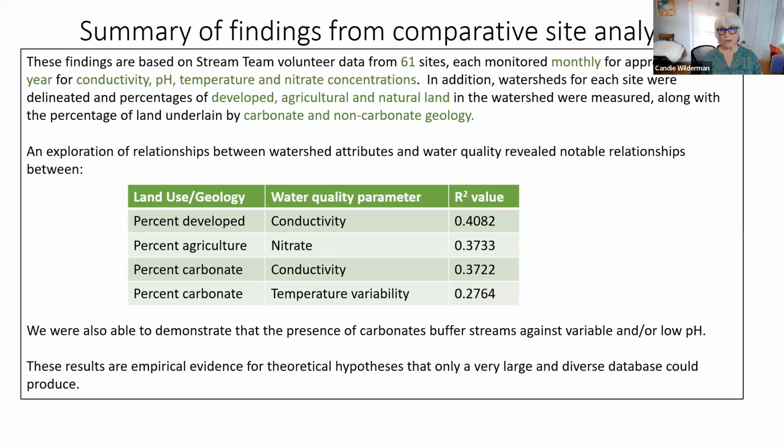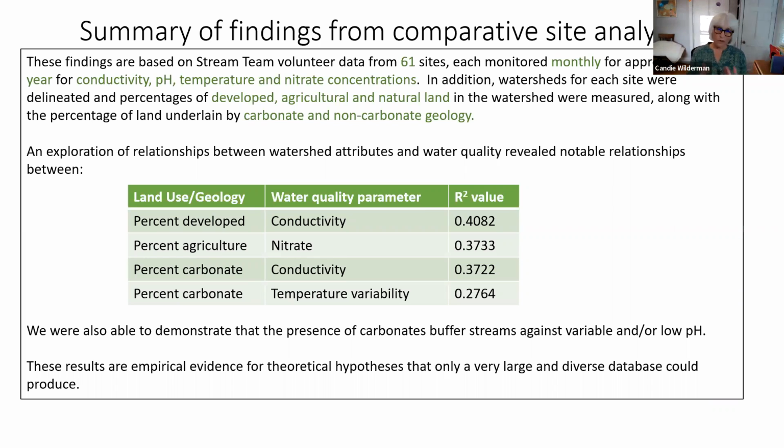The relationships that were particularly notable were the percent developed and conductivity, and these are the R² values. The percent agriculture and nitrate have a close relationship. Carbonate and conductivity have a close relationship, and carbonate and temperature variability have a close relationship. Your data that you were able to collect has shown that. We were able to demonstrate also that the presence of carbonates buffers streams against variable and/or low pH.